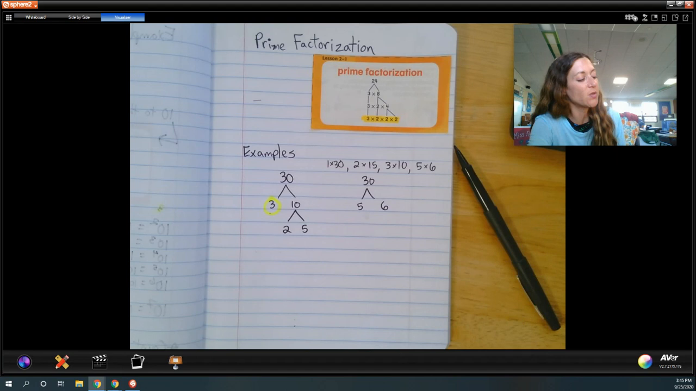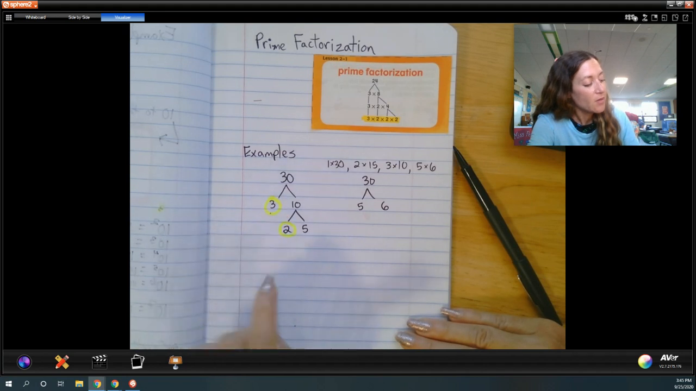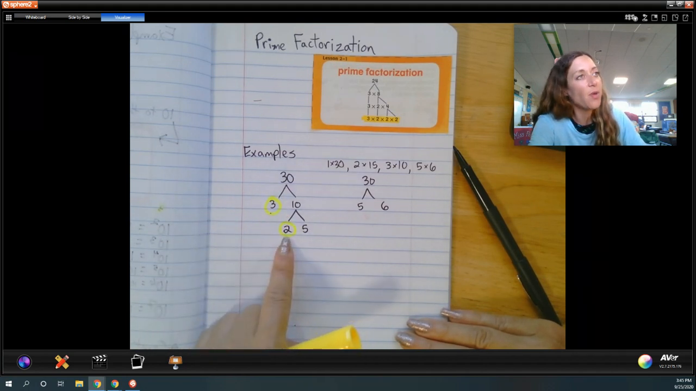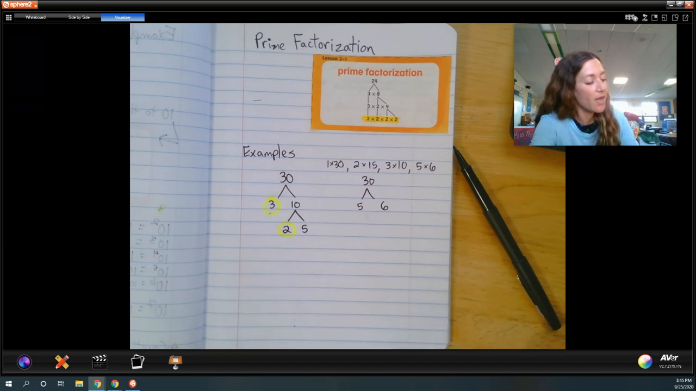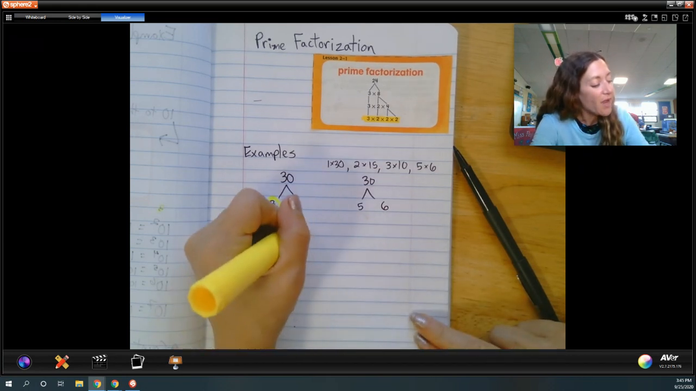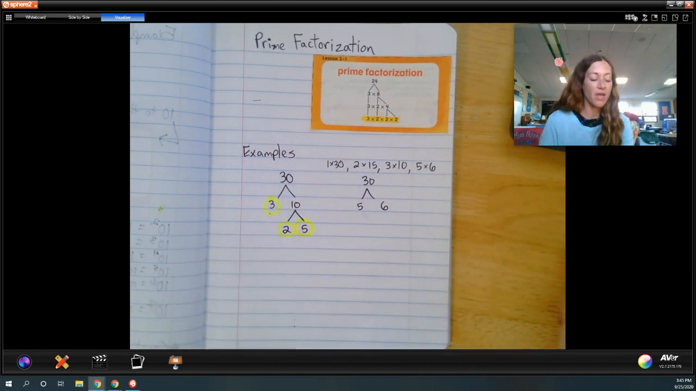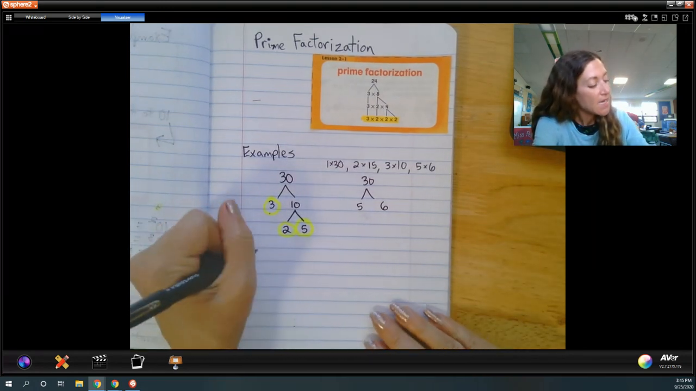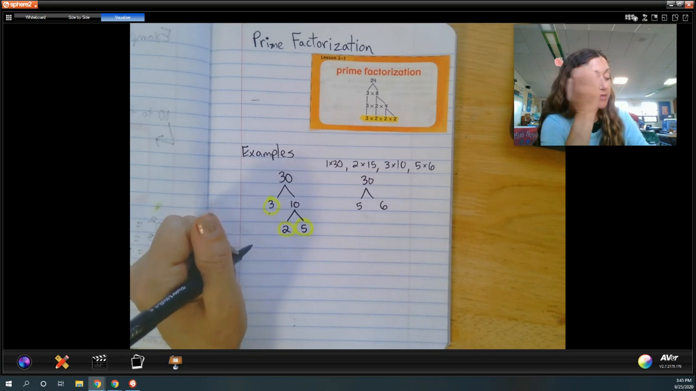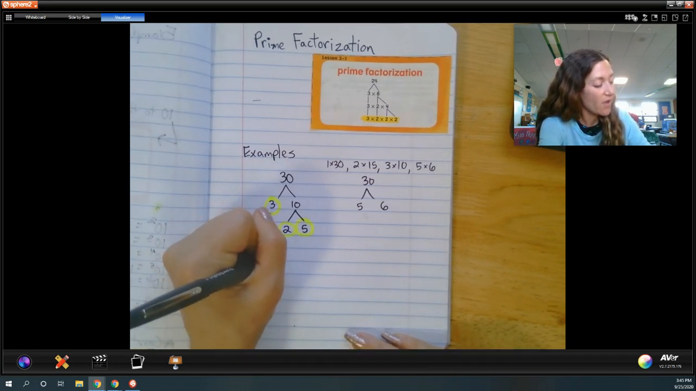My only other option is 1 times 10, and like before, you need to break down to get to your prime numbers. So 2 is my only even number that's prime, because it is so small that the only factor pair it has is 1 times 2. 5 is also a prime number because I cannot divide 5 evenly by any whole number. So the prime factorization of 30 is, I always start with my smallest number, 2 times 3 times 5.